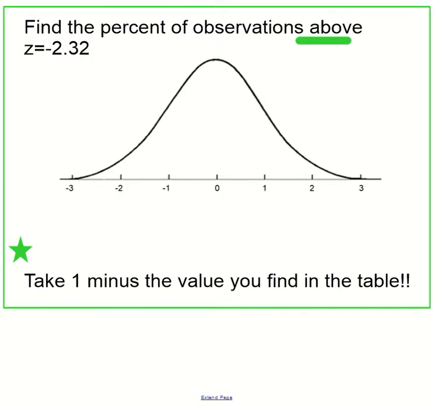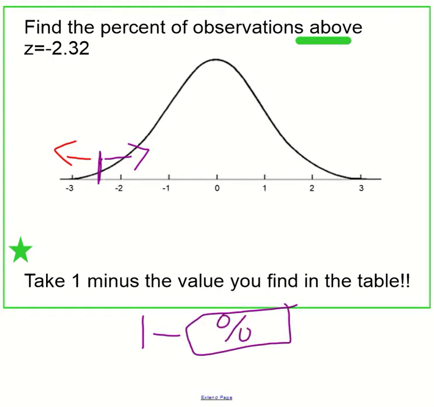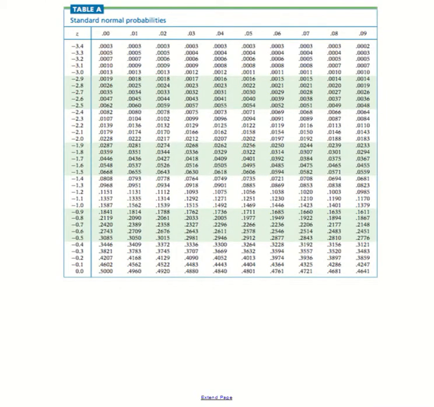Find the percent of observations above negative 2.32. So it's going to be above here. But remember, our table gives us all the values below it. So to get the values above it, you're going to take 1 minus whatever your percent is in the table. So let's find negative 2.32. We look for negative 2.3. That's right here. 0.2, that's right here. Those two intersect right there. Let me erase that so we can actually read it. There we go. They intersect right there.